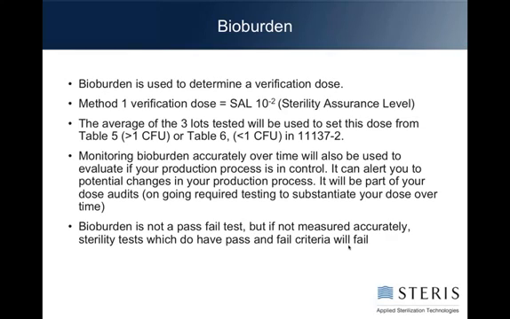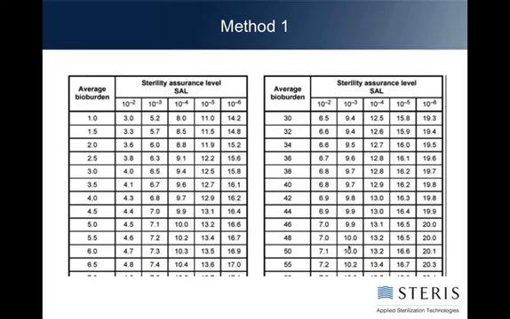It can alert you to potential changes in your production process. It will be part of what we defined last week as dose audits, those ongoing required testings to substantiate that your dose is still effective. Bioburden is not a pass-fail test, but if not measured accurately, your sterility test has the potential to fail. So it is a critical number and value to know and control in your production process.